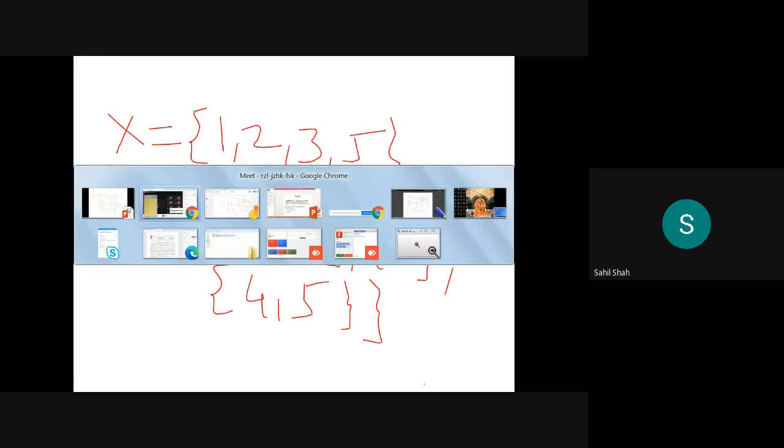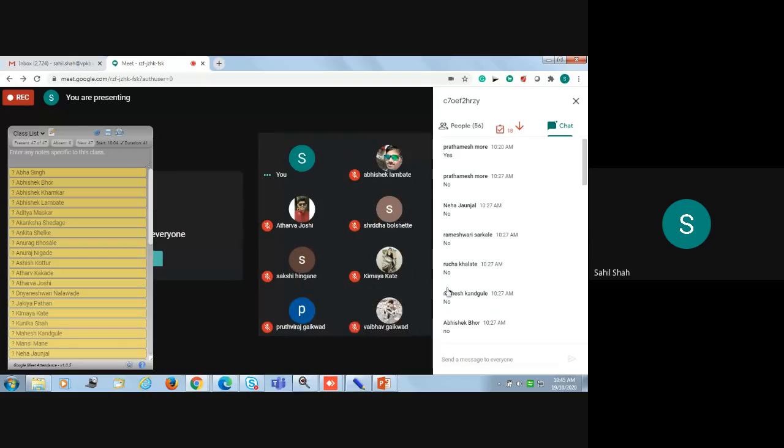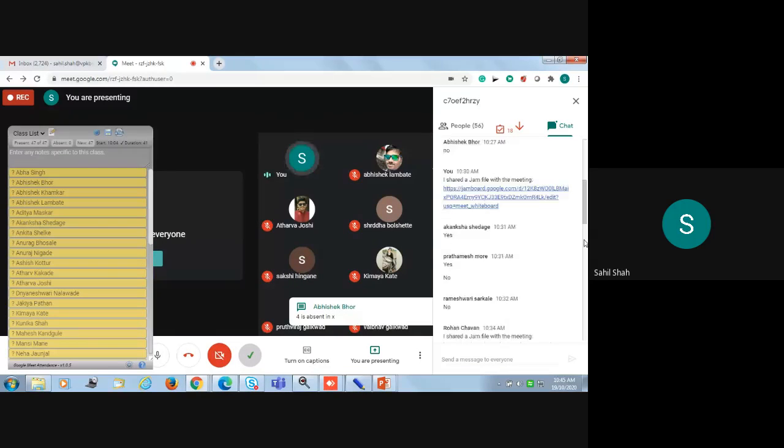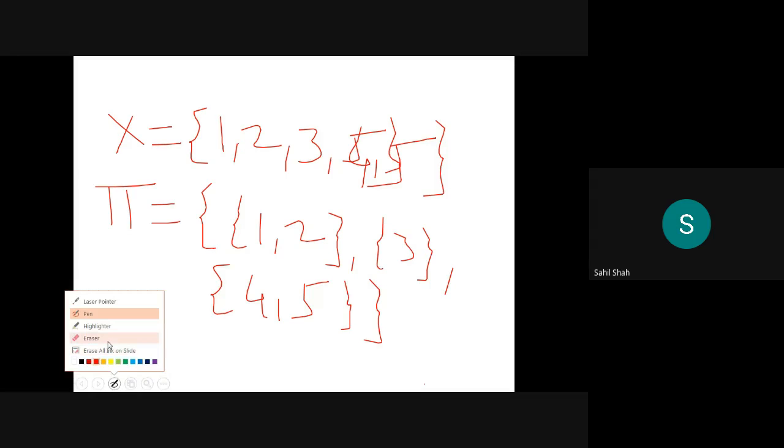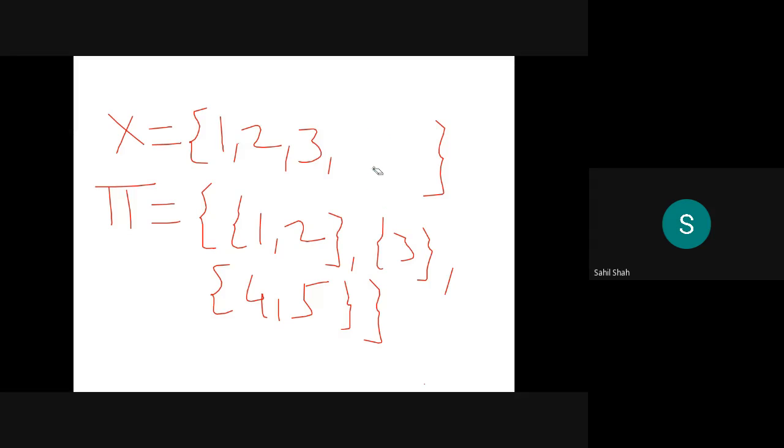So what is the equivalence relation induced? 4 is absent in X. Good observation. That might not be a valid partition if I do not write a 4, so obviously 4 is also present. Sorry if I have made a mistake. So what are the elements? Here you will have 4 and you will have 5 as well.